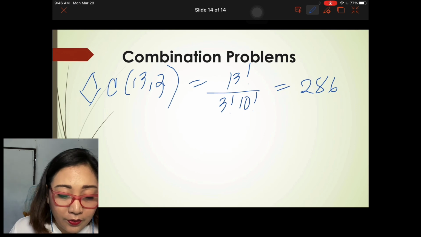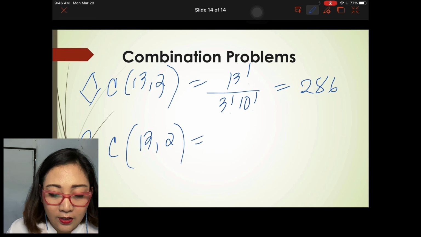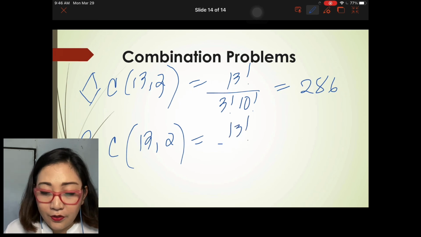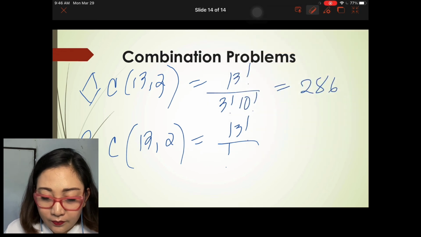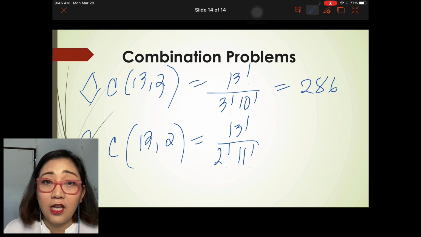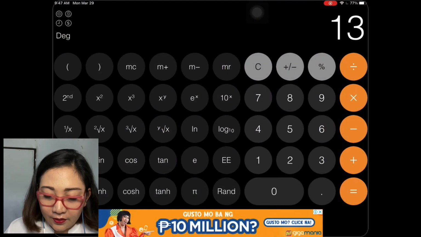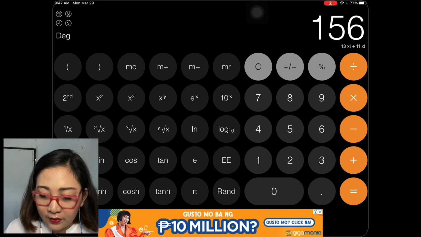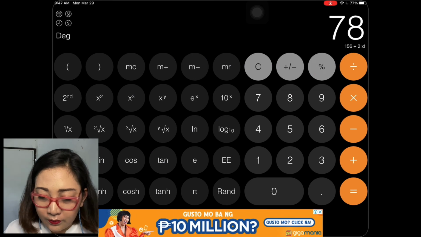Now, if we're going to do the clubs, that's going to be 13 taken 2 at a time. That's 13 factorial divided by 2 factorial times 11 factorial. Again, 11 factorial is from 13 minus 2. And then let's calculate that. 13 factorial divided by 11 factorial divided by 2 factorial. 78.